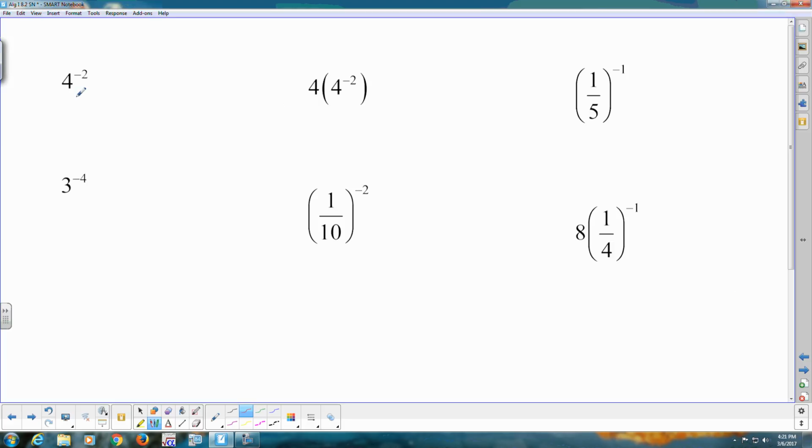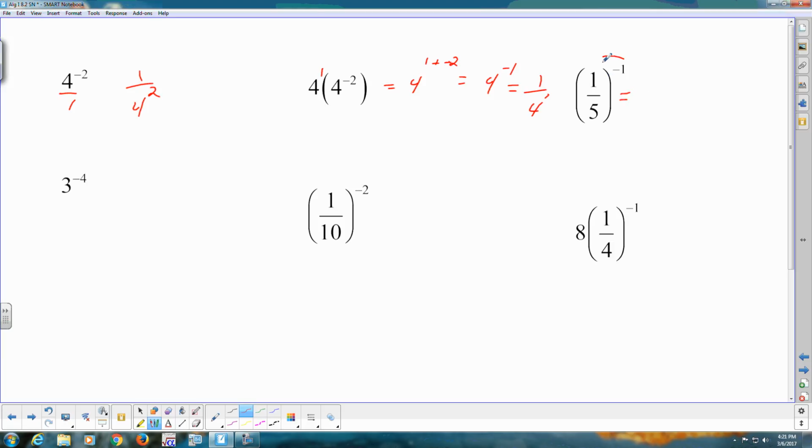So here goes. Negative exponent in the numerator, move it down and make the exponent positive. When you guys are multiplying, add your exponents. 4 to the 1st plus a negative 2 equals 4 to the negative 1. Can't have a negative exponent. It's upstairs, so move it downstairs and make the exponent positive. When you have a negative exponent on a fraction, it really means flip it over, take its reciprocal.